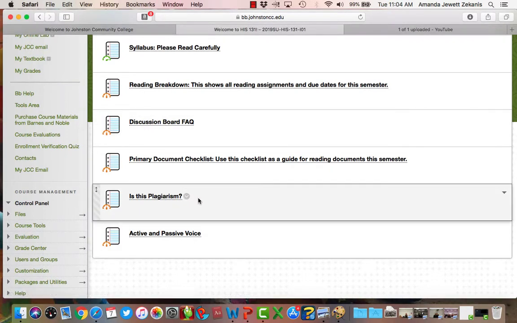Okay. 2 more handouts. There's this plagiarism handout that I talked about in the syllabus, and active and passive voice. This can help when it comes to writing. I will note probably some passive voice use in papers and things like that.